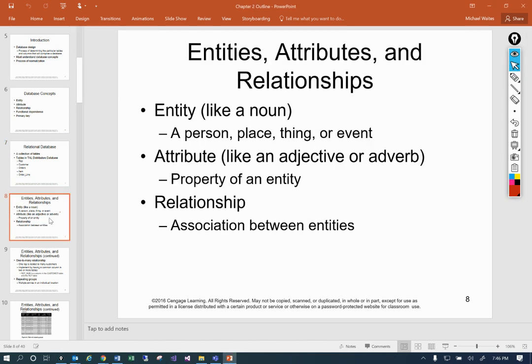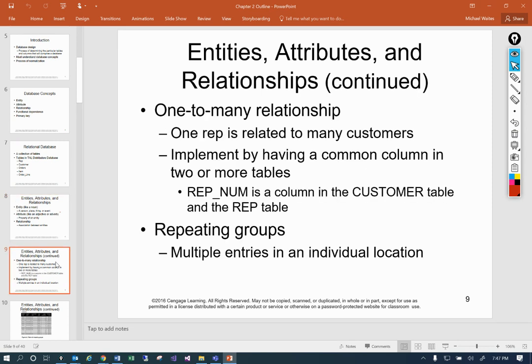All right. So we've already talked about an entity. It's like a noun. It's a person, place, thing, or event. An attribute, an adjective or an adverb, which is the property of the entity. And then the relationship, how we associate those entities together. We have several different types of relationships. And this is probably one of the most common, the one-to-many relationship.